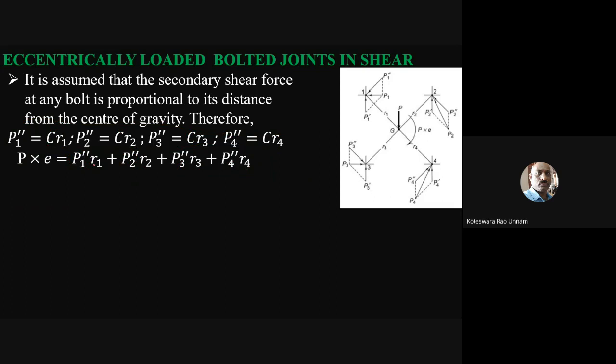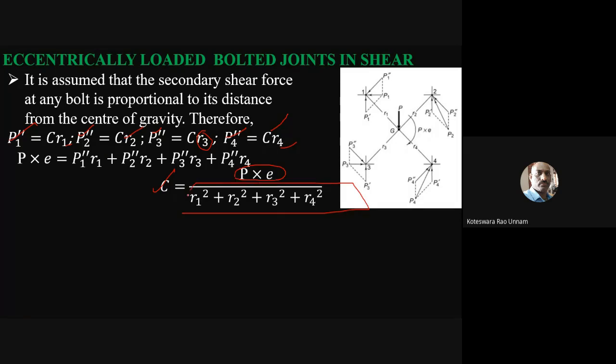Once I get the C value, I can find P1 double dash, P2 double dash, P3 double dash, and P4 double dash, because we already know these radial distances R1, R2, R3, R4. C is the only unknown. So first I'll solve for C. Once I solve for C, I can get these unknown forces also. That means C is equal to P into E divided by R1 square plus R2 square plus R3 square plus R4 square plus so on. If you have 4 bolts, it will stop at R4 only. If you have n number of bolts, it will run up to Rn square. Once you have the C value, substitute back into this, and you can get your forces also.